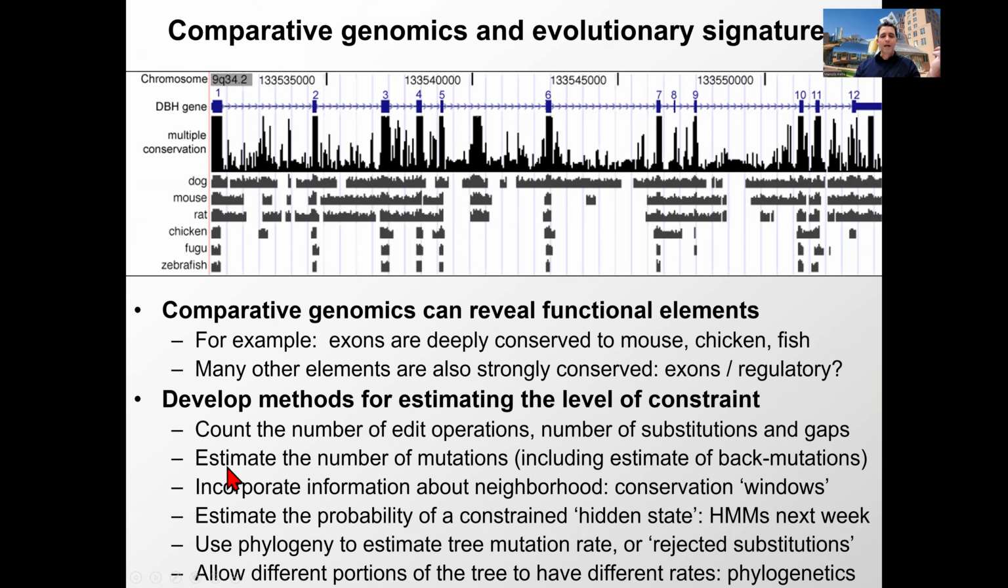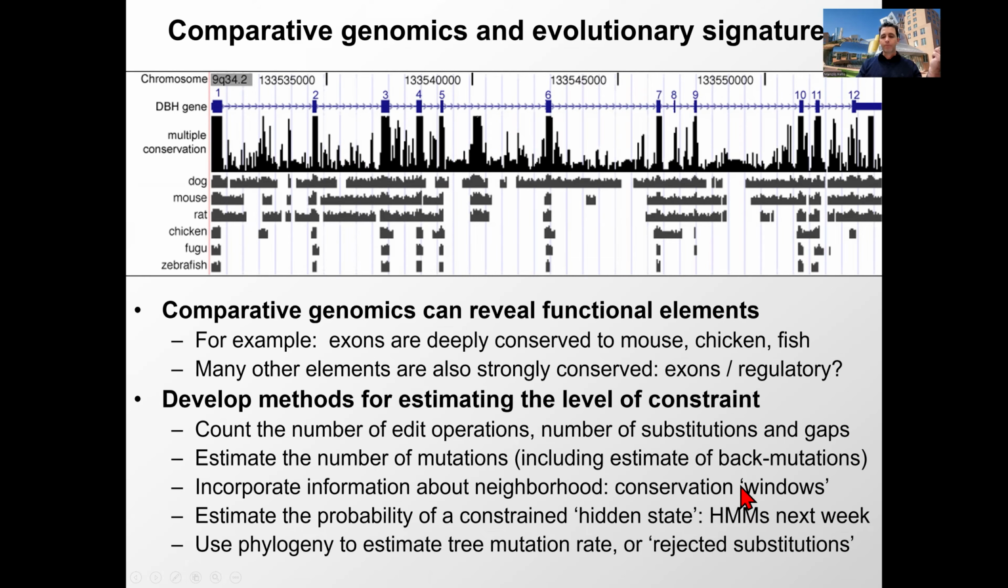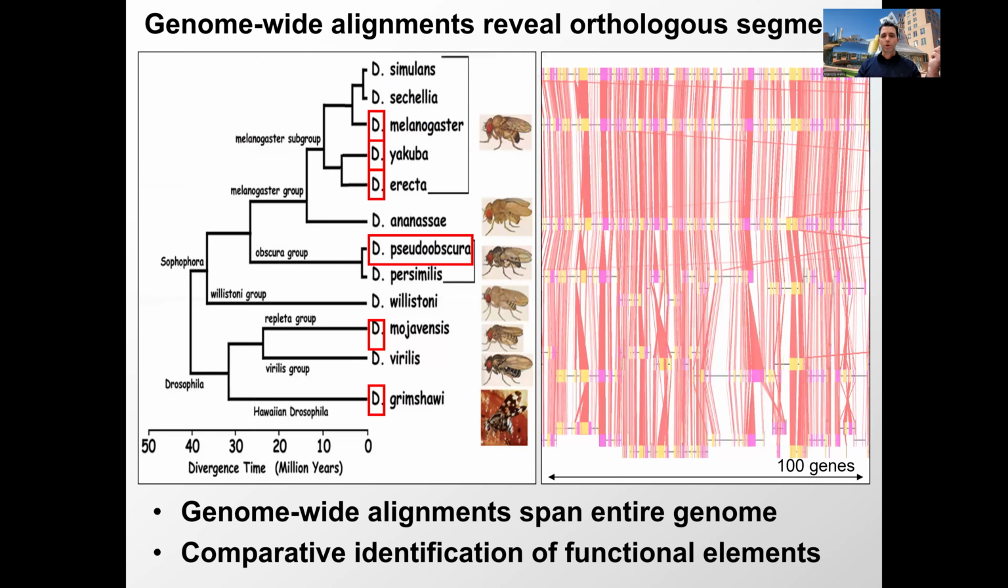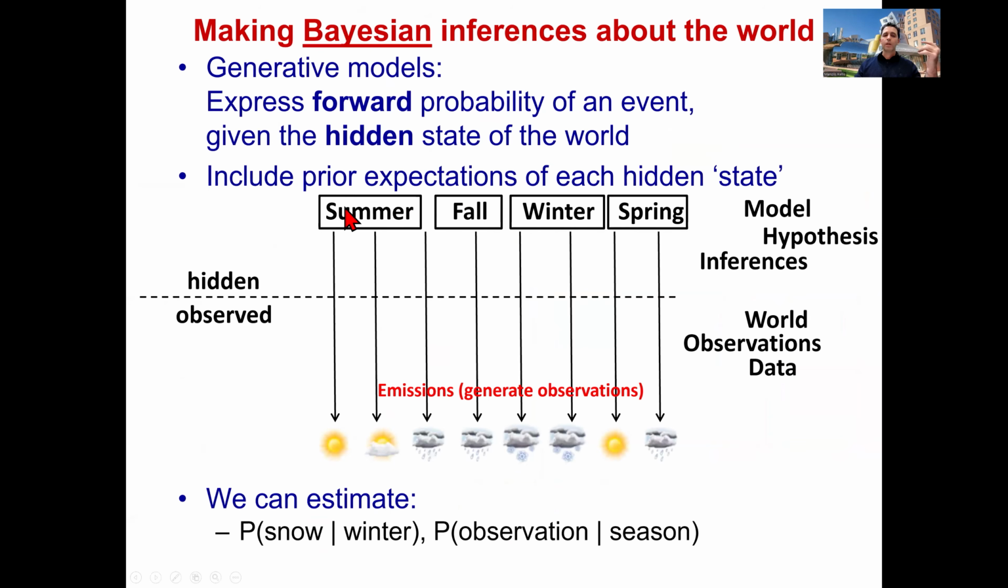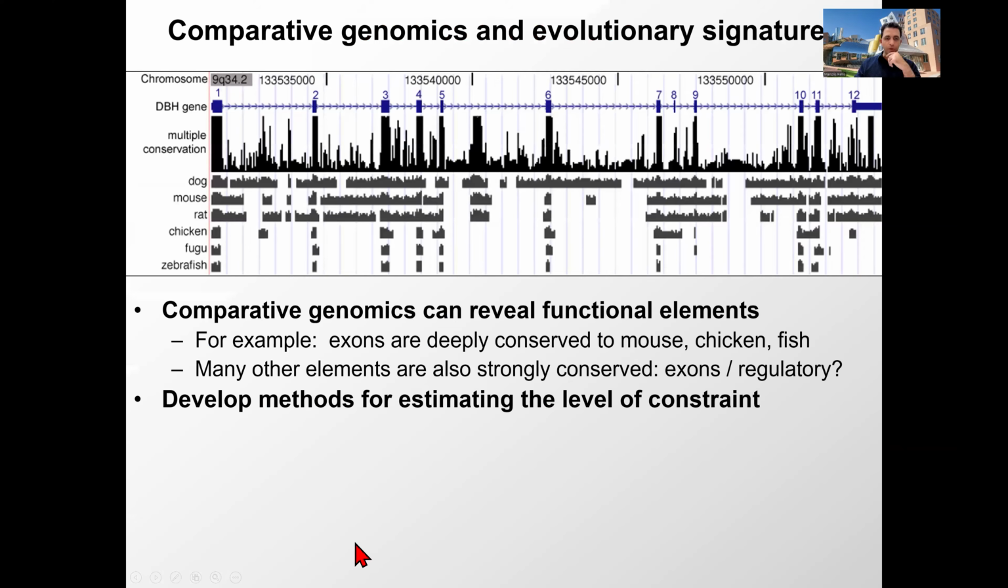I can count the number of edit operations. I can estimate the number of mutations, and we're going to talk about that in the phylogenetics lecture on Tuesday. I can incorporate information about the neighborhood. I can think about windows. Or what I'm showing here, I can estimate the probability of being in a constrained hidden state of my hidden Markov model. So I can build a hidden Markov model exactly as we saw in the HMM lecture. And we can basically use that to say, how likely am I to be in a conserved state or in a non-conserved state based on the observation of the number of substitutions that I'm observing, okay?